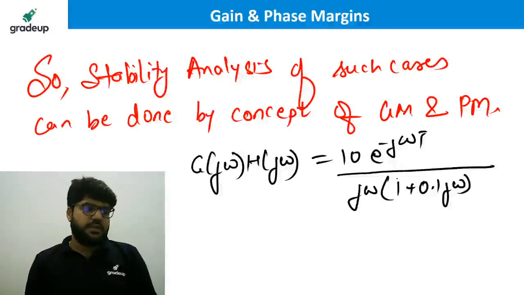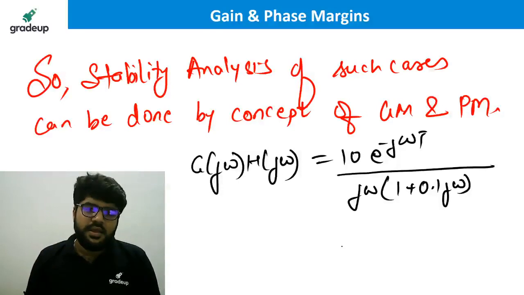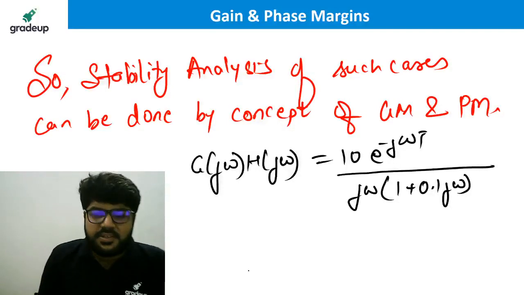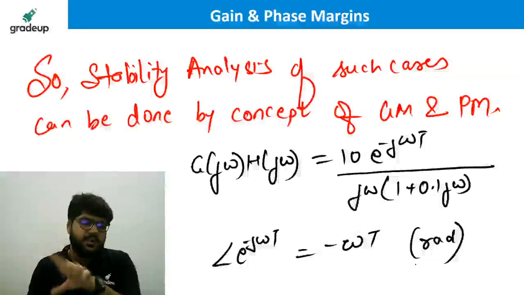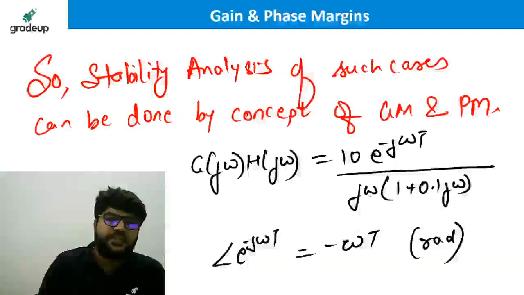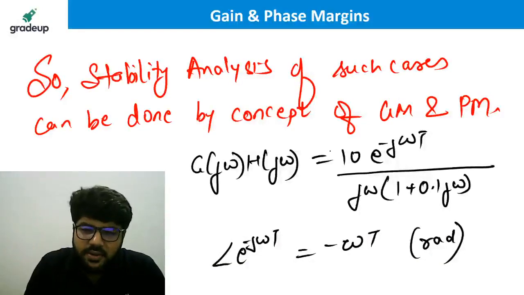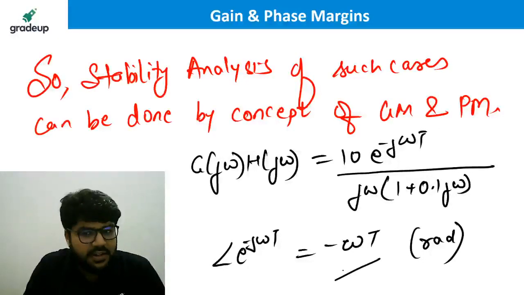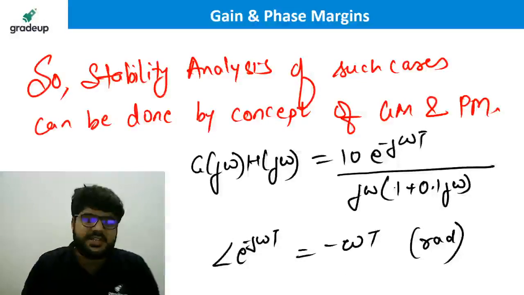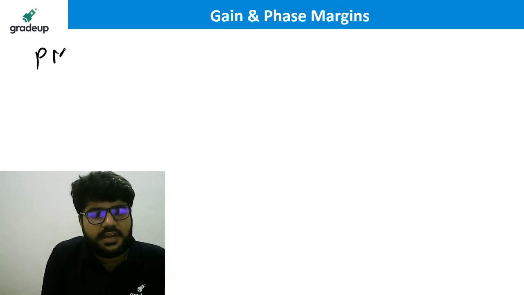The e power minus j omega T term, when you take the mod, its magnitude is 1. But its angle is minus omega T. Angle of e power minus j omega T is taken as minus omega T in the form of radian. I've told you 100 times now. In e power j theta, theta is in the form of radian, the Euler form. So, rather than going for gain margin, better you see that the mod of this term is 1. It does not have an effect on magnitude, but it has a lot of effect on the phase. So, let's start with the phase margin.